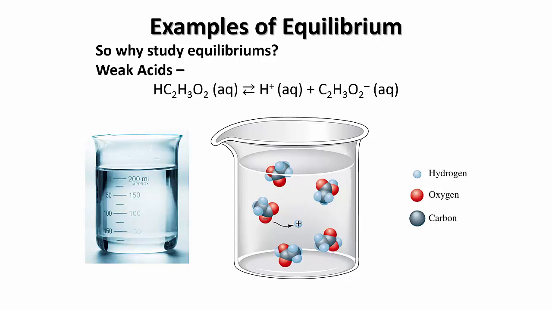Now, what can happen is the one that's broken up can actually recombine to form the acetic acid again, and one of the ones that are fully formed can break apart to form the H plus and C2H3O2 minus. It goes back and forth and back and forth. We have a lot of weak acids, and weak acids are very, very important.